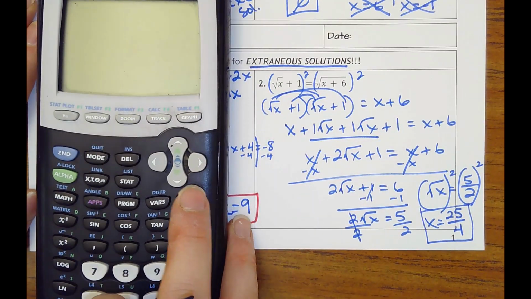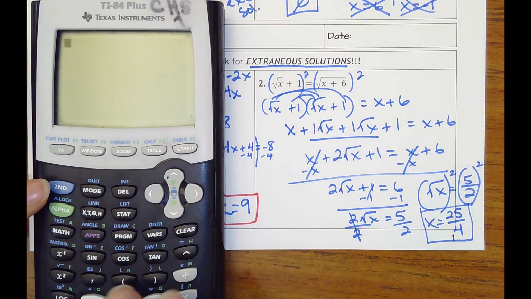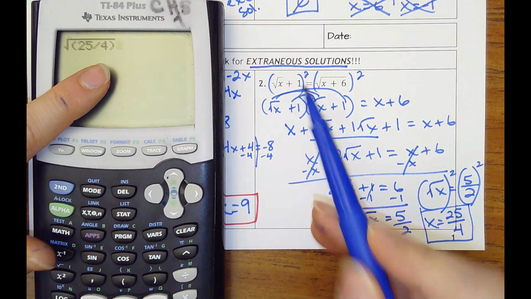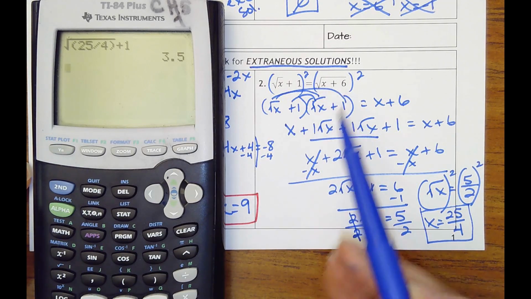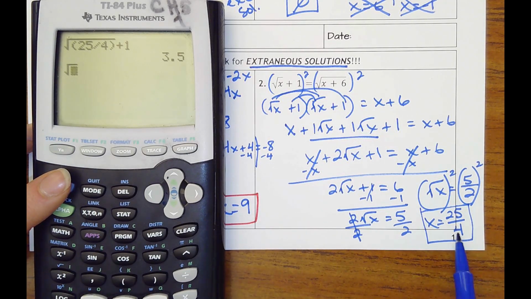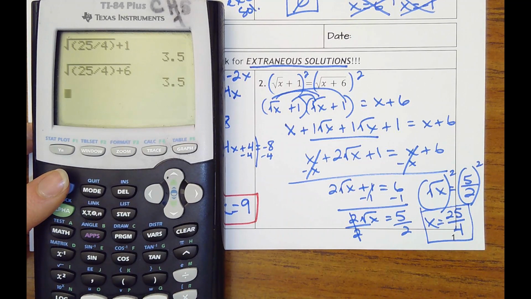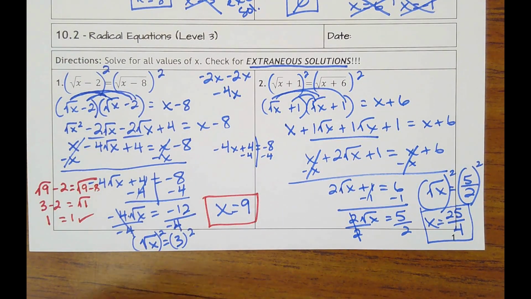Let's check. So I'm going to have square root of 25 divided by 4. 25 fourths. Make sure it's all under the radical. Arrow over because we want to add just a normal 1 to that. So we get 3.5. Other side, I want to have a square root of 25 fourths. Close parentheses, stay under the radical, and have the plus 6. They do equal each other, so it does work. And that's it.